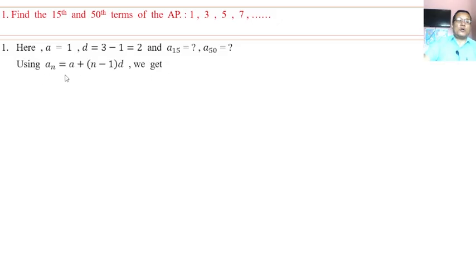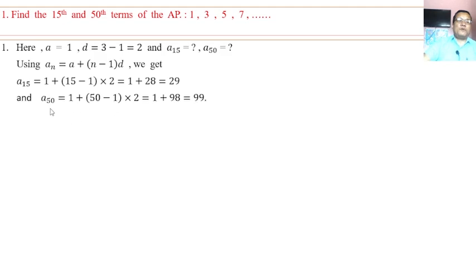Using a_n equal to a plus n minus 1 times d, we get a15 is equal to 1 plus 14 times 2, which simplifies to 29. And a50 is 1 plus 49 times 2, which simplifies to 99. Therefore, a50 is 99.